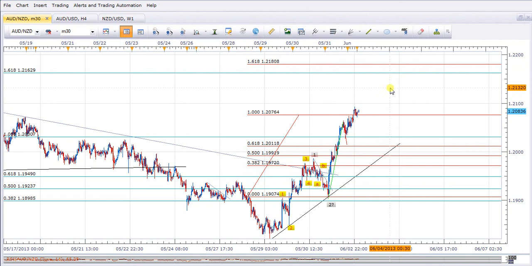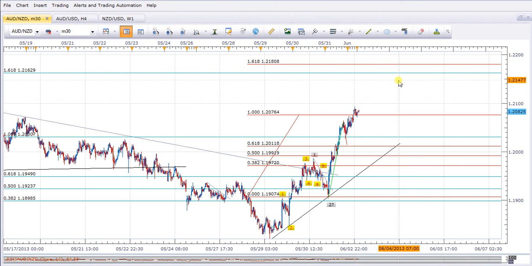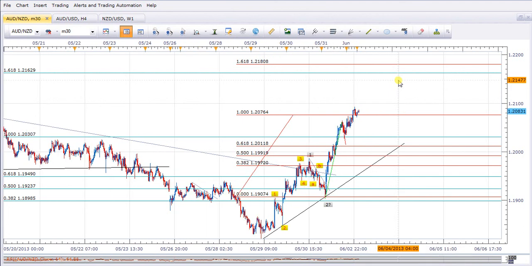So definitely looking for this pair to push towards 1.218, and our next target for this pair is at 1.215. So put it below those fib lines just to make sure that our targets get hit. So we'll definitely be monitoring this pair throughout the week just to see if our targets are met.